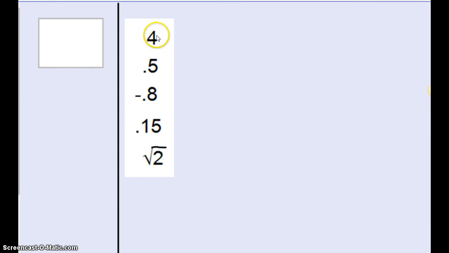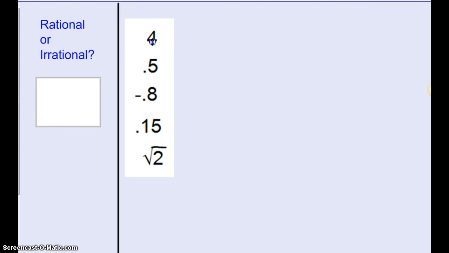So let's look right here. Here are a couple. Again, if I'm going too fast, you just pause and you draw some pictures. My question is, are they rational or irrational? This one, does it end? Yeah, it's a natural number, so therefore it's rational. How about this one? Well, it's a decimal, so it's rational. -0.8, a decimal that ends, so it's rational.